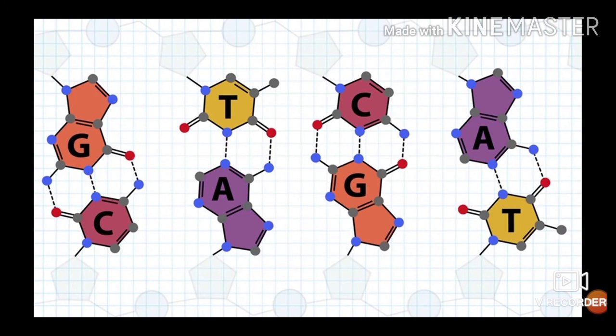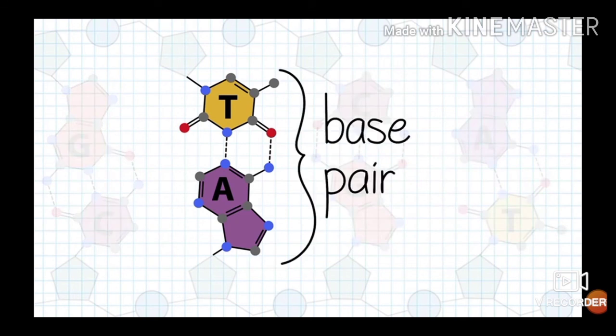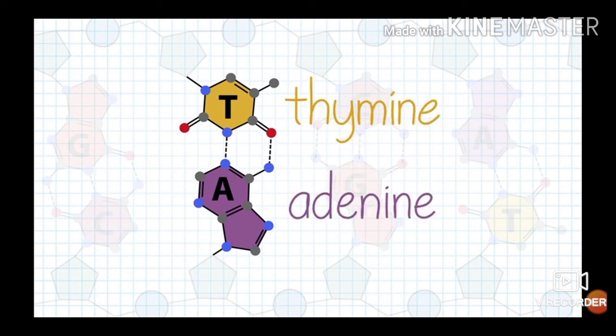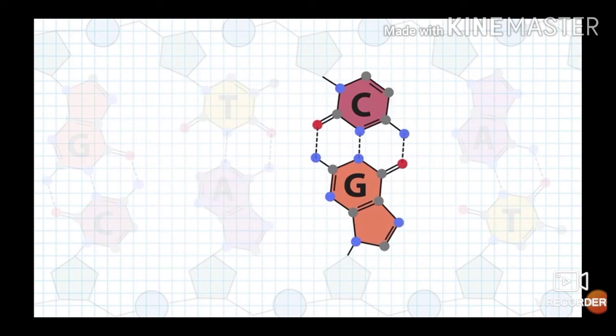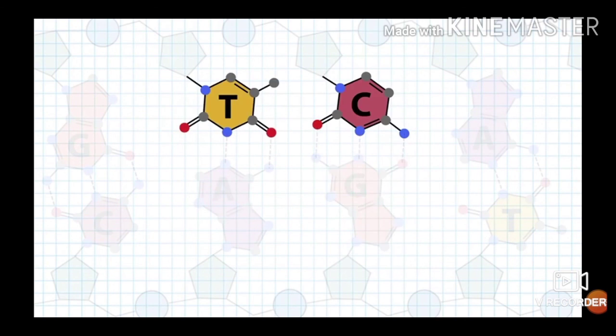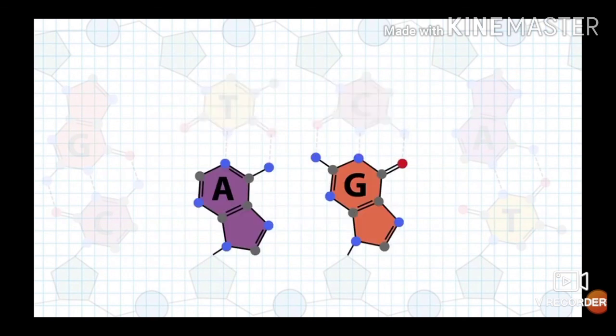Bound together by hydrogen bonds, each unit is called a base pair. The hydrogen bonding contributes to the specificity of base pairing. Thymine preferentially pairs with adenine through 2 hydrogen bonds, and cytosine preferentially pairs with guanine through 3 hydrogen bonds. Thymine and cytosine are called pyrimidines, characterized by their single ring structure, and adenine and guanine are called purines, which have double rings.